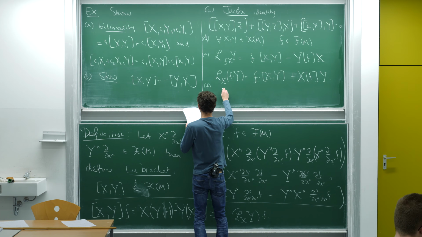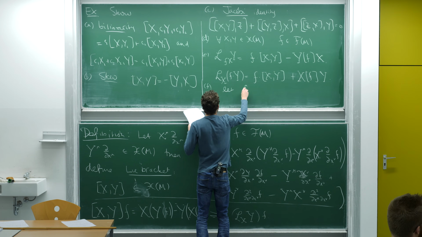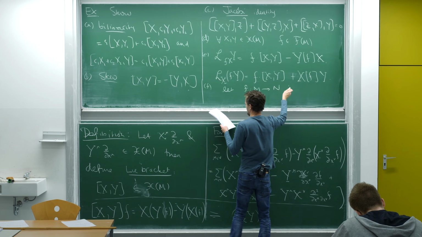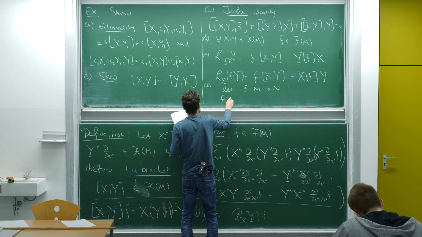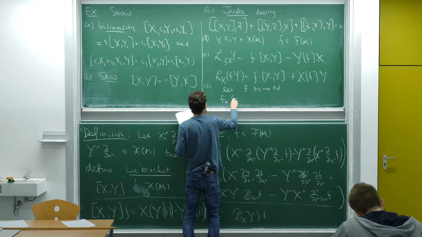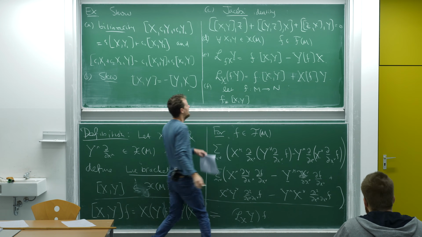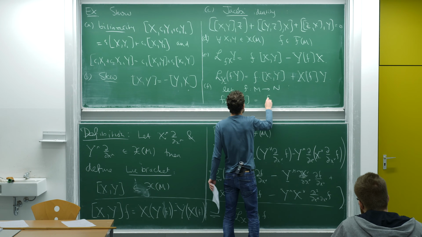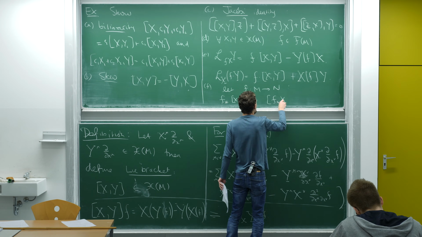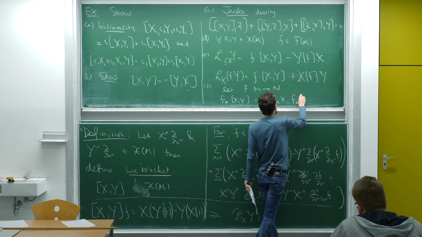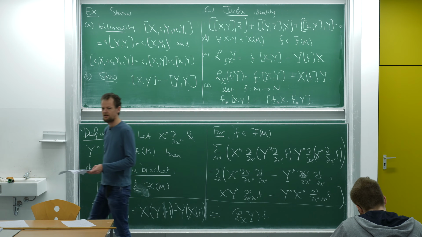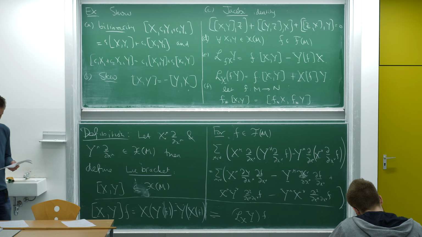So let f be a map between two manifolds, M to N. Then you have the very pleasing formula that if you push forward X and Y, the bracket of X and Y, that's just the same as if you had pushed forward the vector fields separately and then took their Lie bracket.